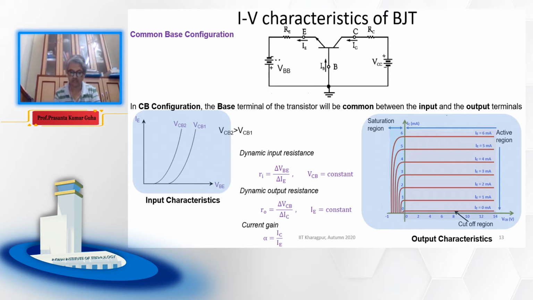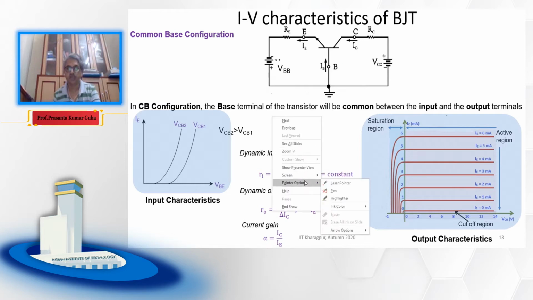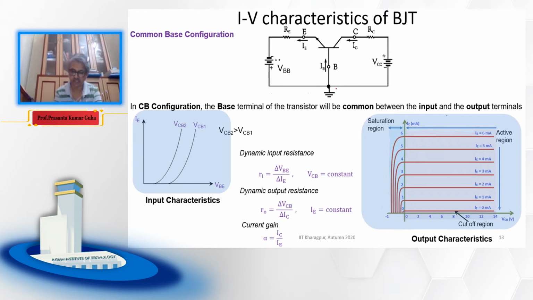So as I mentioned in yesterday's class, this is the typical common base configuration where you have base in between emitter and collector. So base is grounded and base is common between input and output. Okay, so that is why it is called common base configuration. And we have discussed two characteristics.